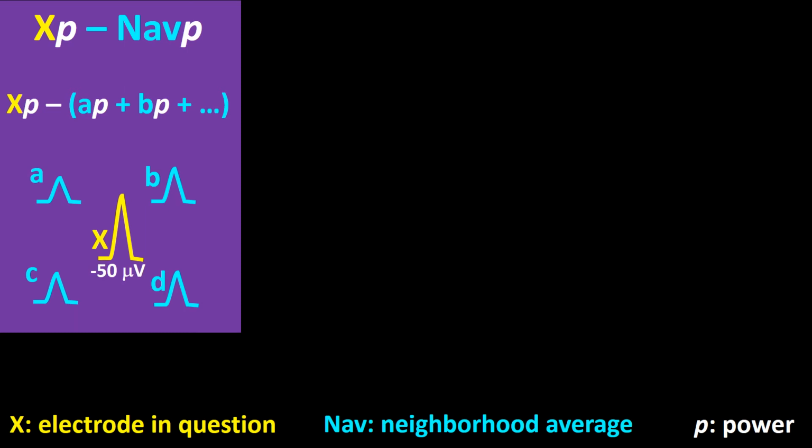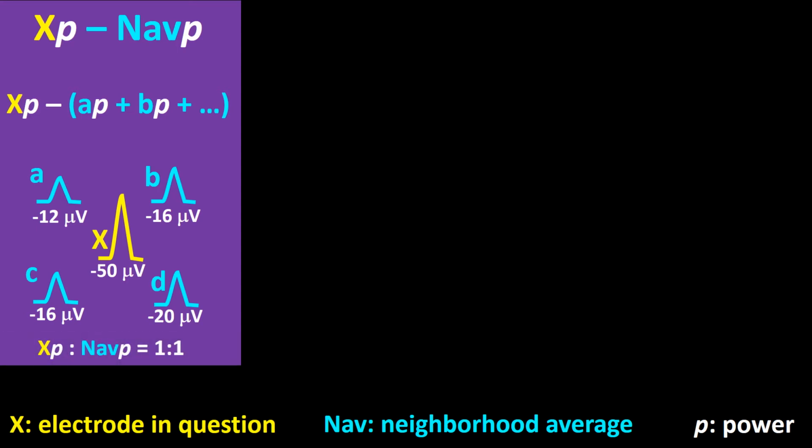So if, for example, we give X the value of negative 50 and give different values to the surrounding electrodes, as you can see in this frame, and we use a straightforward relation between them, then the X electrode and its neighbor will have a 1-to-1 ratio. This is not what happens in Laplacian montage.